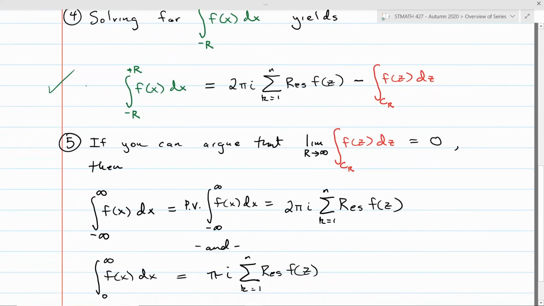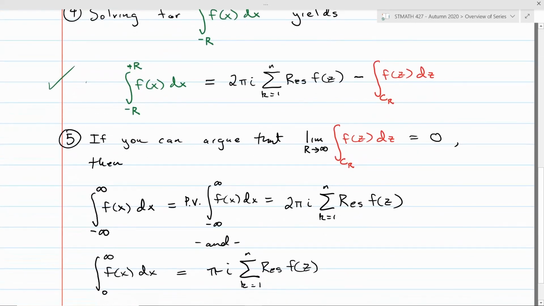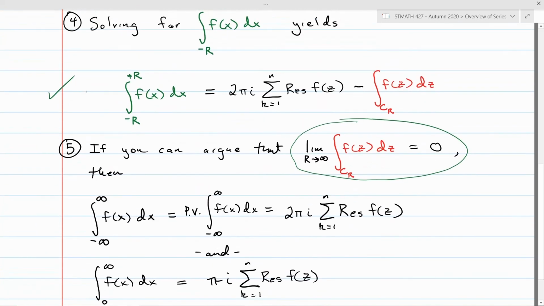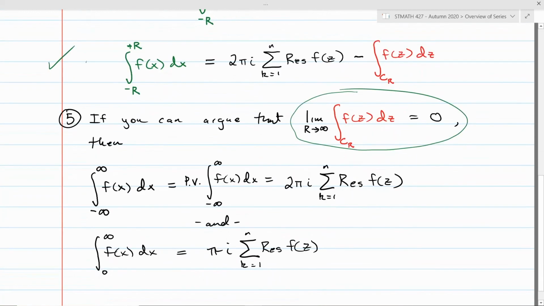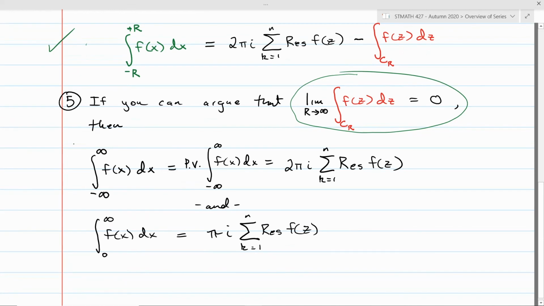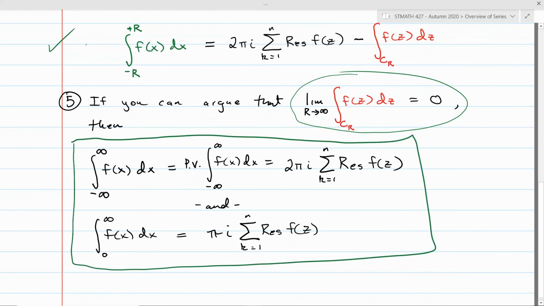So what we hope to do then is argue that the limit as r goes to infinity of the red part goes to 0, because if that happens, when you take the equation just above and take the limit as r goes to infinity, we get the integral from negative infinity to infinity of f of x, the improper integral, equals the sum of the residues, and then the part in red went to 0, so you just get this. So this is sort of the upshot of all that we've done in this method.